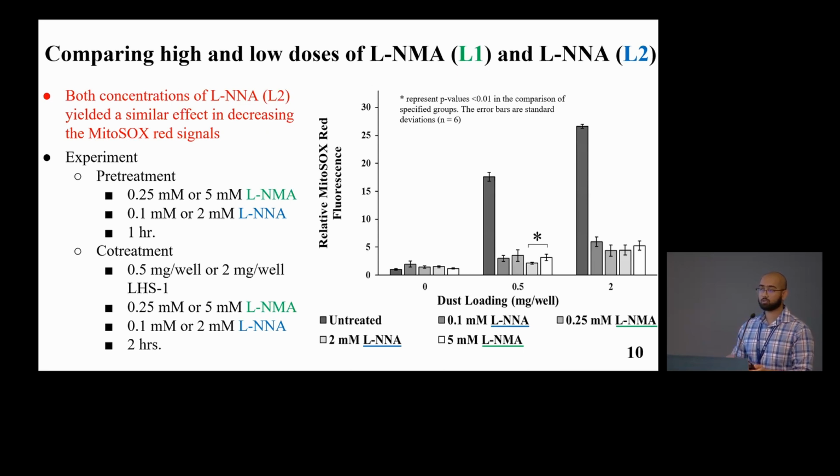Again, L1 and L2 are inhibitors of the NOS enzyme, which prevents nitric oxide from forming. So here L1 was used as a positive control since we know how it works. And again, what we did was we had a higher and lower concentration of L2, and we did the co-treatment with the same concentrations of 0.1 millimolar and 2 millimolar for 2 hours. And again, we see the same effect. L2 and L1 have the same effect of decreasing the MitoSOX Red signal quite significantly.